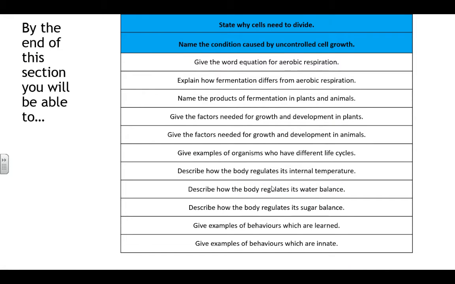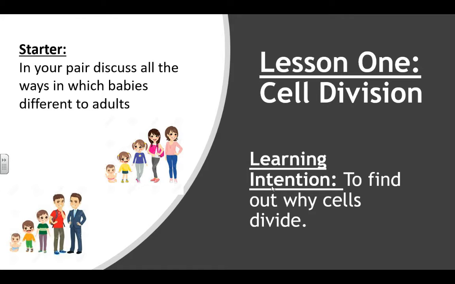So we're going to look at why cells divide, the process of division, and the condition that is caused by uncontrollable cell growth. So the first part of the lesson is cell division. We're going to look at why cells divide. You could think about all the ways that babies might differ from adults as your starter for this section.